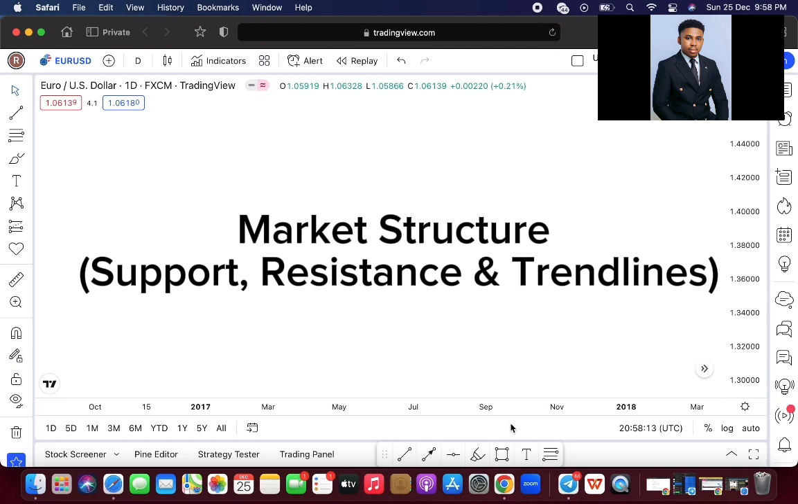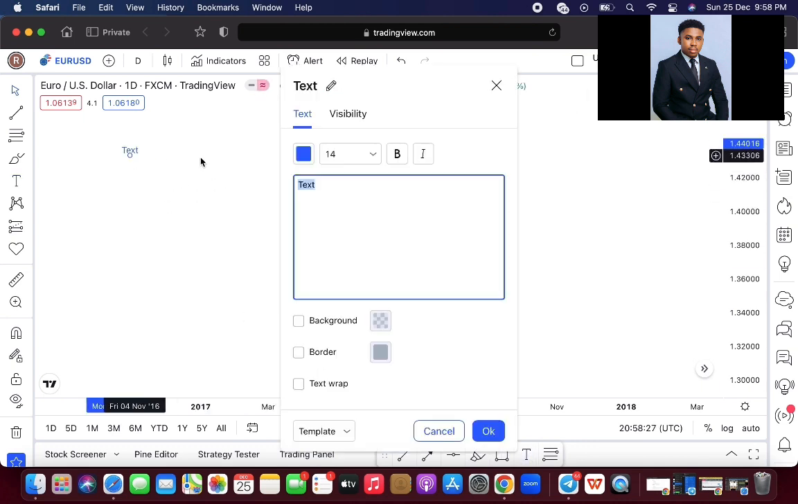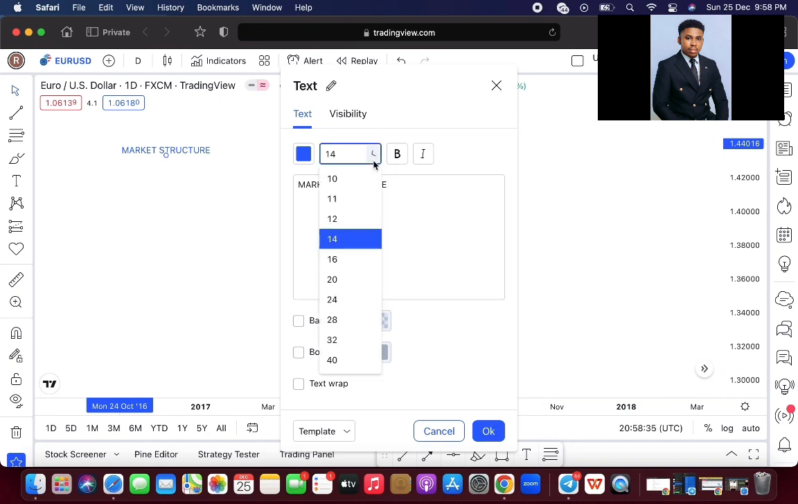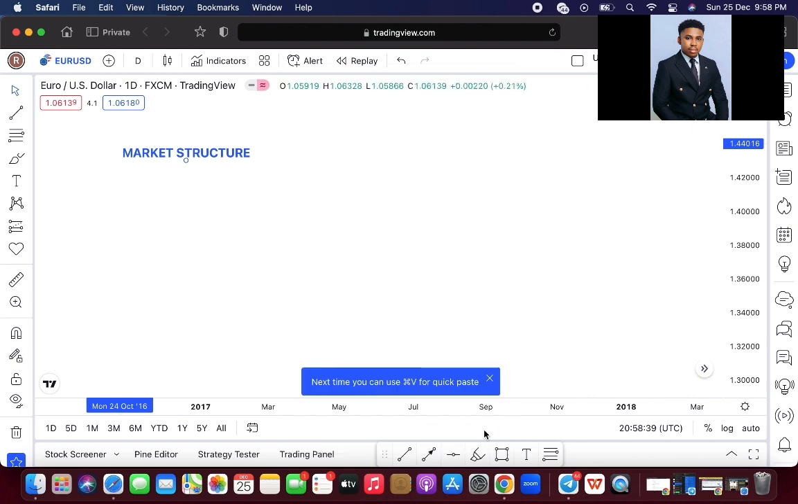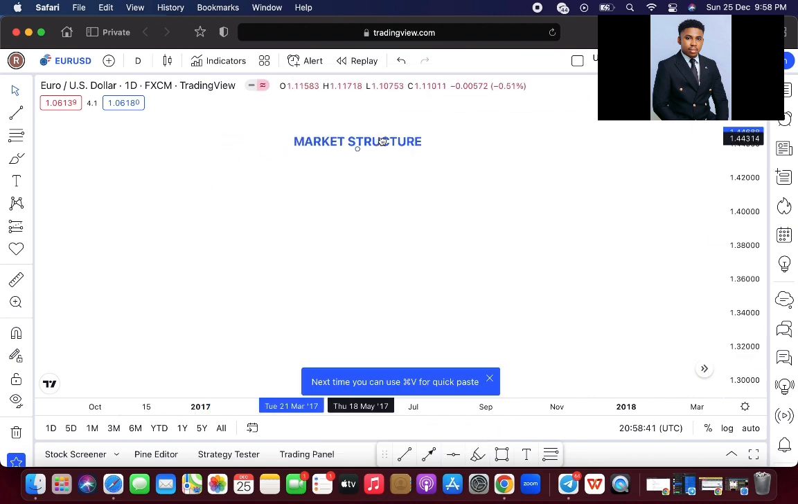So the market moves in three phases. It could either be an uptrend, a consolidation, or a downtrend. So there are three different phases. Let's just start by writing the topic for today. So we're discussing market structure today. All right, this is the topic for today: market structure.